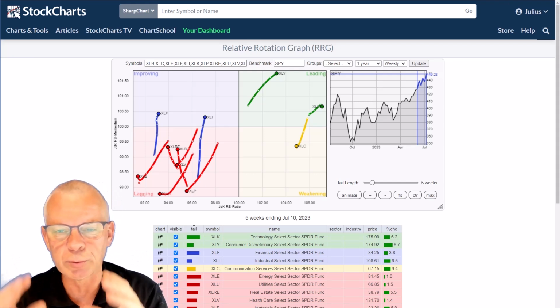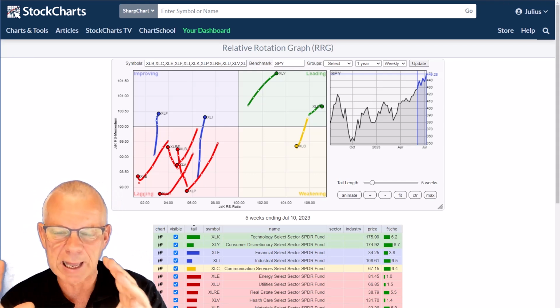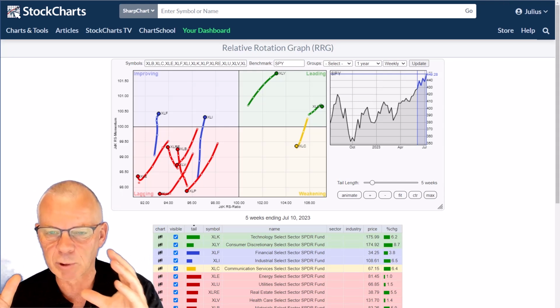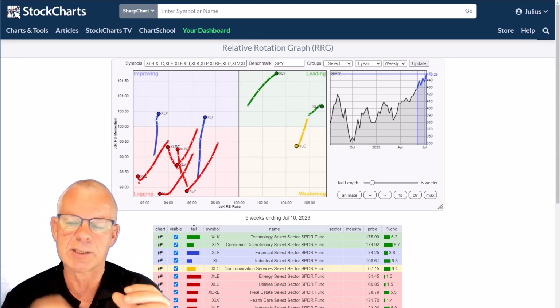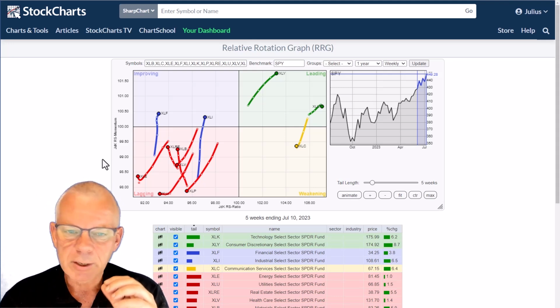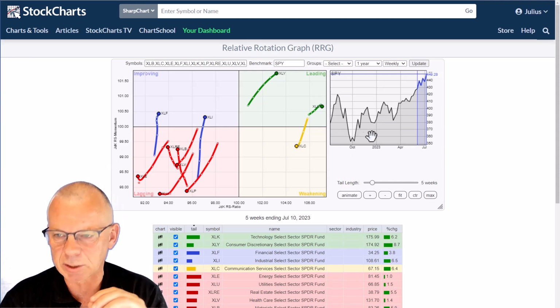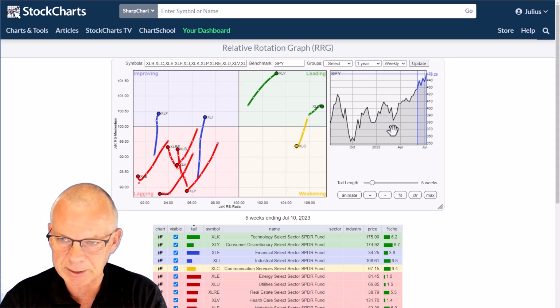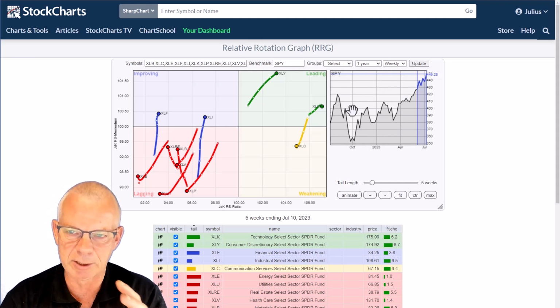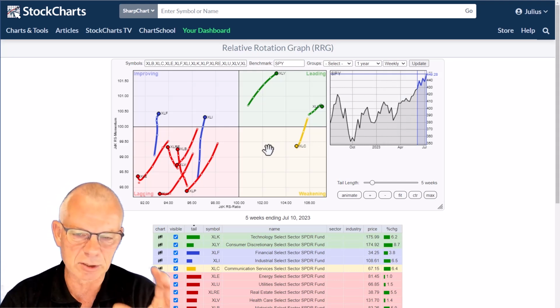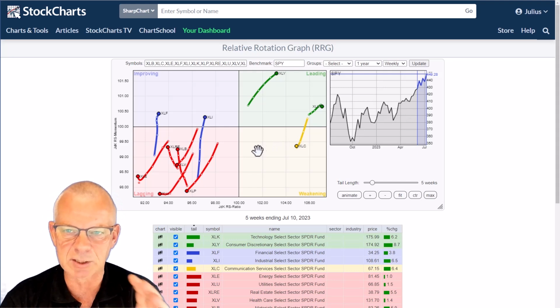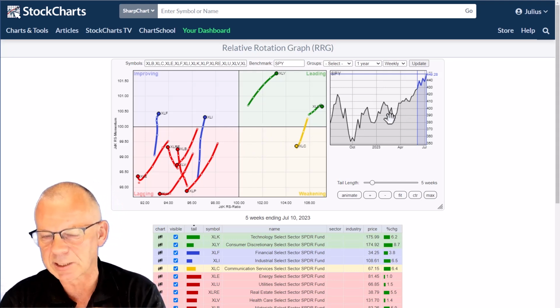I'm going to assume you are aware of how that works and what it does and how to operate this chart. What you need to remember is that the benchmark is the chart that is in the sidebar right here. So here you see the chart of SPY and you see the rotation and the relative trends of these sectors against SPY.